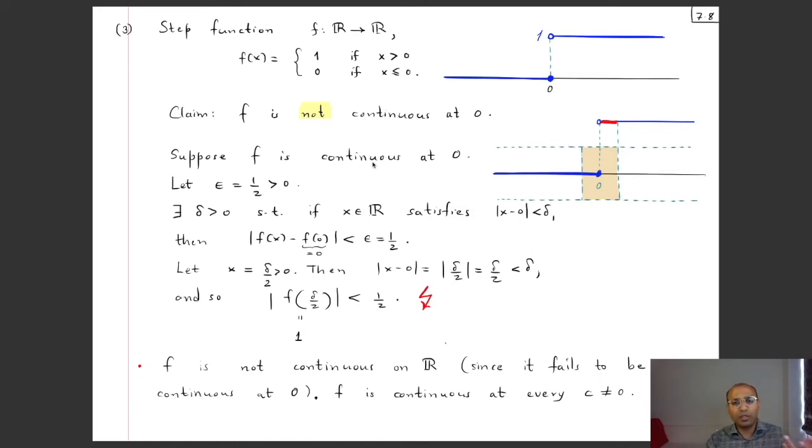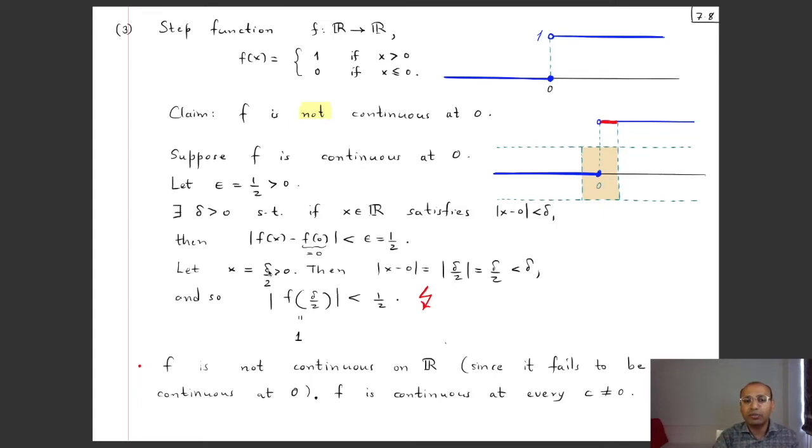Since we are assuming that the function is continuous at 0, for this positive epsilon I know that there exists a delta positive such that whenever x is within a distance of delta to 0, the distance of f of x to f of 0 is less than half. But f of 0 is 0, right? So I just have that the mod of f of x is less than half. But obviously we know that for the points on the right of 0, this is not happening.